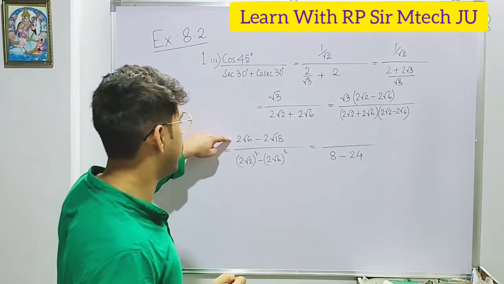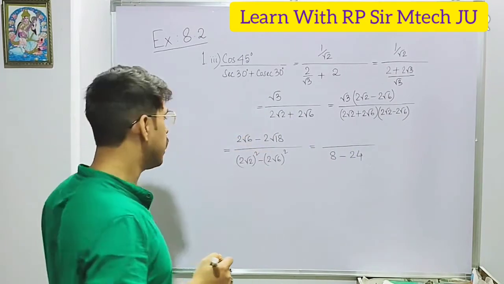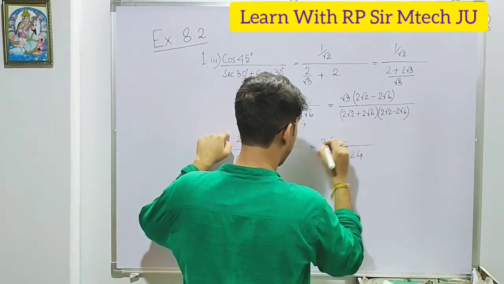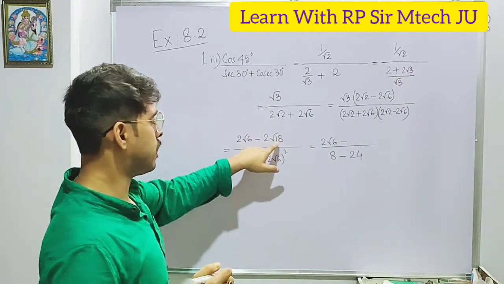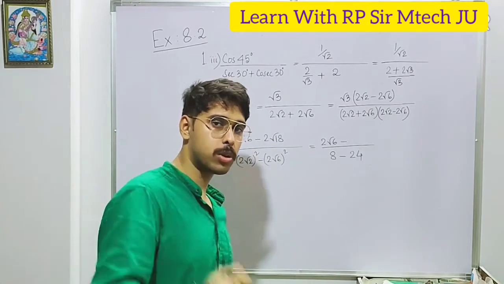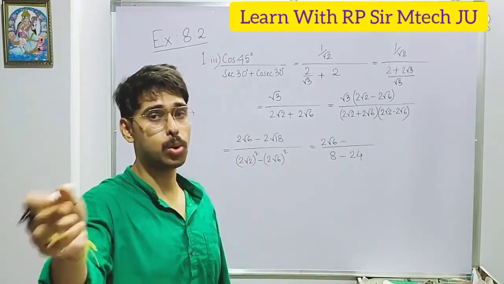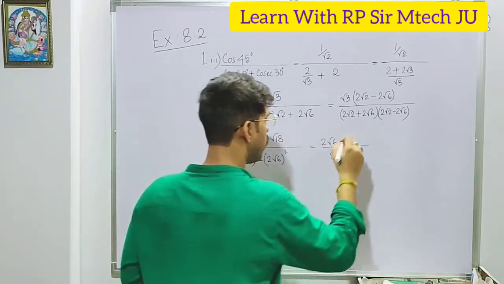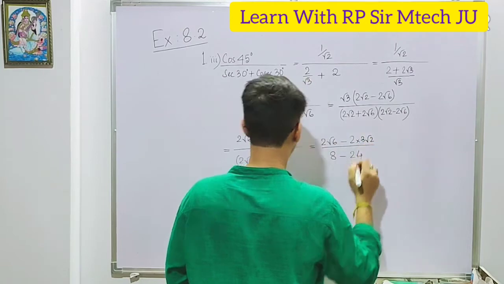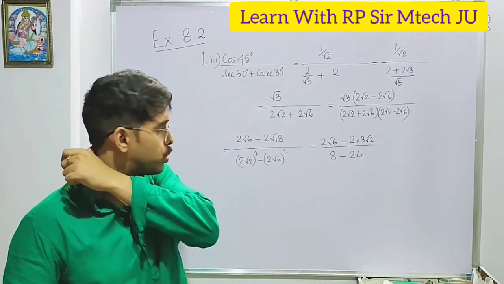And here we are getting 2 root 6 minus 2 root 18. Now 2 root 6 can be written as 2 root 6, minus 2 root 18 can be written, now see, root over 18 can be written as root over 9 into 2. When the 9 goes out of the root, it becomes 3, then root 2. So it will be 2 into 3 root 2. For the root 18, I have written 3 root 2.